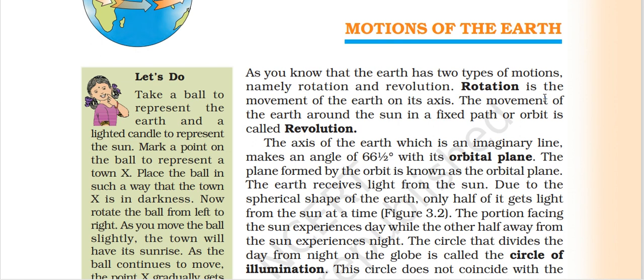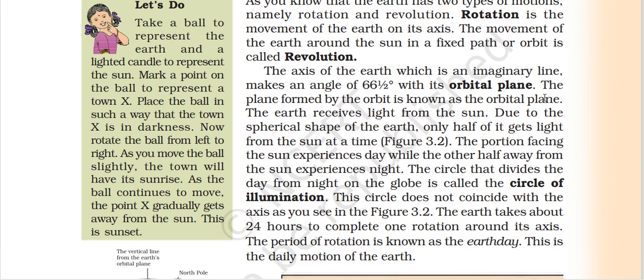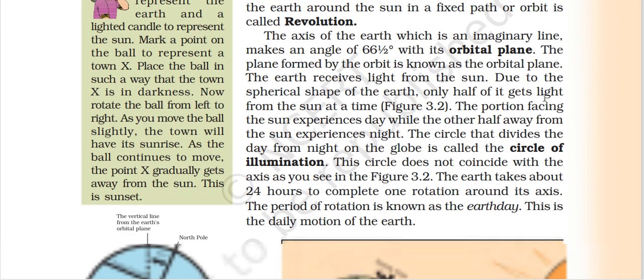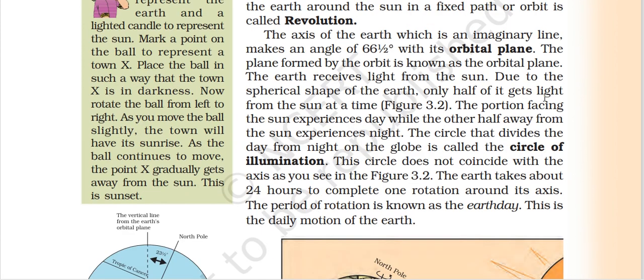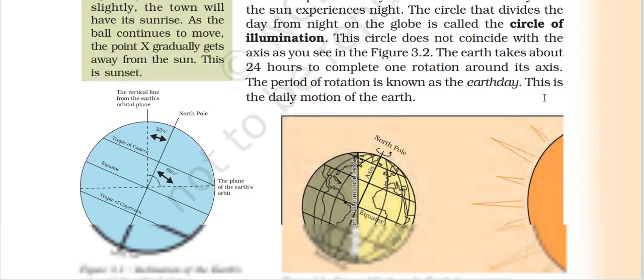The circle that divides the day from night on the globe is called the circle of illumination. This circle does not coincide with the axis. The earth takes about 24 hours to complete one rotation around this axis. The period of rotation is known as the earth day. This is the daily motion of the earth.